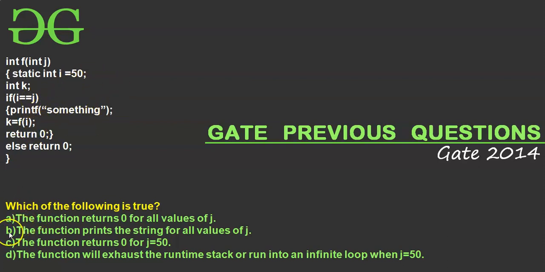So you can directly eliminate option B. Coming to option A, the function returns 0 for all values of j. How will the function return 0 for all values of j? For example, if j is 50, then 50 equal to 50 is true, so this will be printed, and below that there is a recursive call to the same function. How will it be able to return 0? So option A is also eliminated.